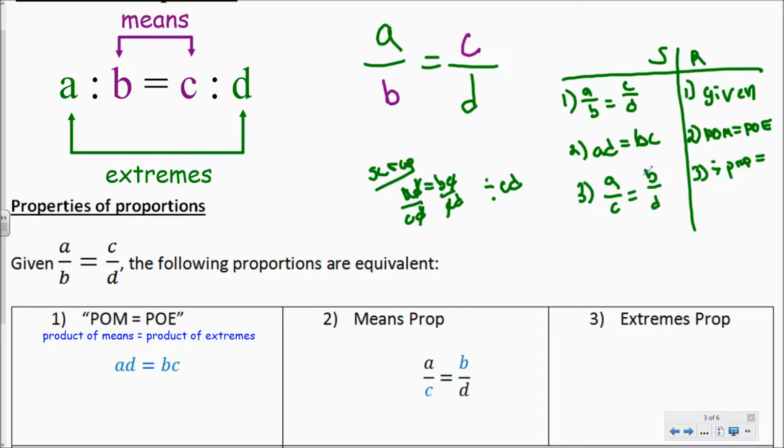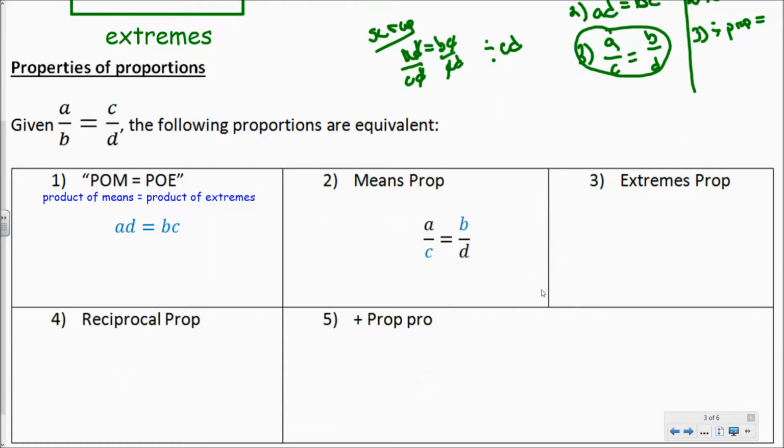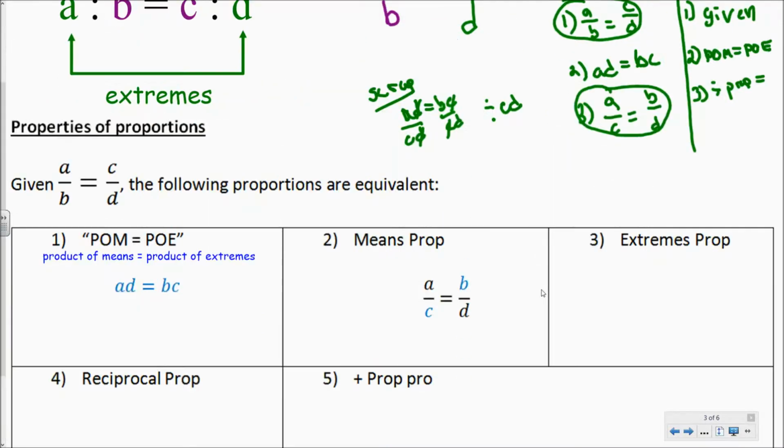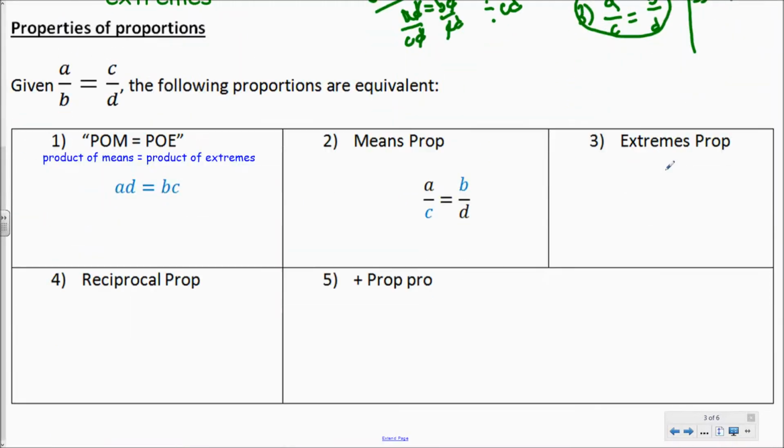So notice that I got from my given proportion and I arrived at a new proportion. It's a new sequence of numbers. It's different from the proportion I had before. And what looks like the overall effect is that I've just interchanged the two mean values. Now, I'm going to go through the remainder of these properties and they can all be justified in a similar way to what I've just done, but we'll see why they're useful in just a moment.